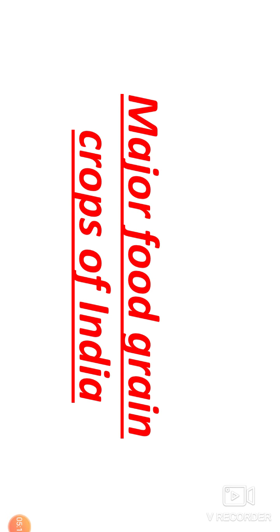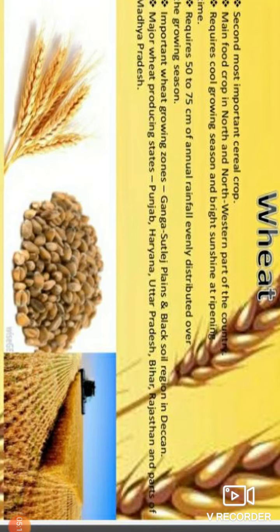Next, major food grain crops of India. First we will discuss wheat. The second most important crop is this. So that is wheat, the main food crop in the north and northwestern part of the country. It requires cool growing seasons and bright sunny periods, and 50 to 75 centimeters of annual rainfall, which must be evenly distributed.